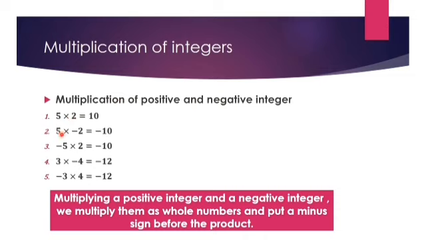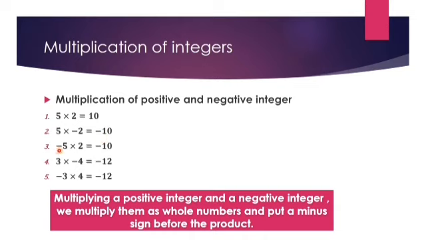The second case, 5 into minus 2, is an example of a positive and a negative integer, because 5 is a positive integer and minus 2 is a negative integer. How can we multiply 5 into minus 2? Here is the rule: when multiplying a positive integer and a negative integer, we multiply them as whole numbers and put a minus sign before the product. It means we simply multiply 5 into 2. What's the answer? The answer is 10, and we put a minus sign before the product. We get minus 10.